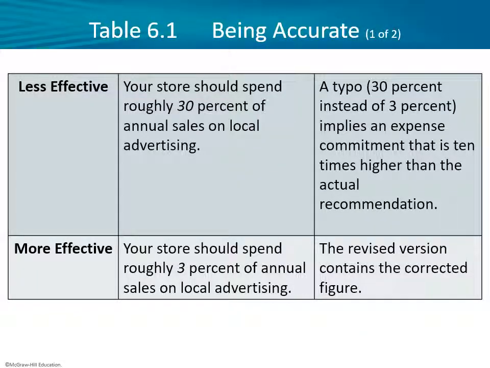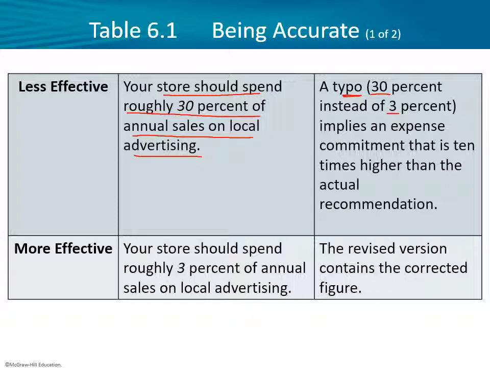Now let's look at some examples here from the world of business. So they're saying this is less effective: "Your store should spend roughly 30% of annual sales on local advertising." What happened there? It's a typo. They said 30%, they really meant 3%. This is just a classic example: you slipped that extra 0 in there. Maybe you weren't double checking your numbers. You got this mistake on file, and of course, this will be hard to recover from.